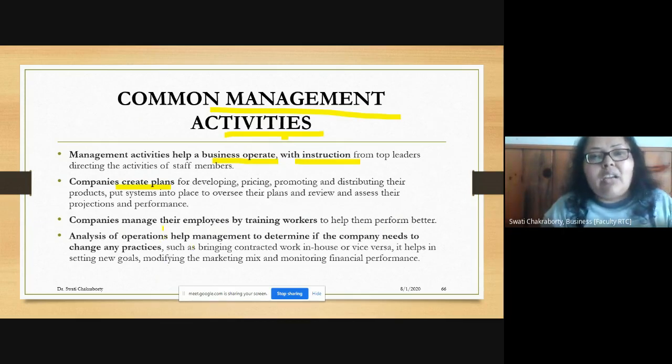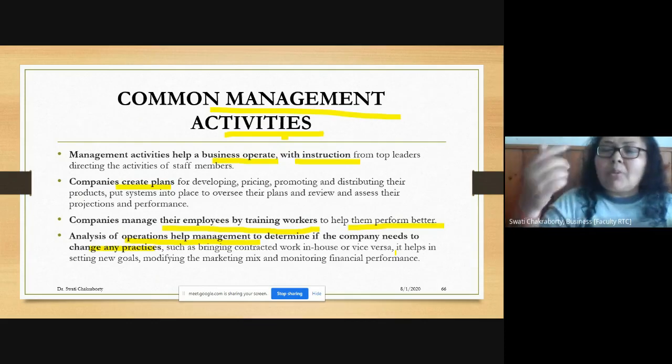Management plans are made to actually manage the employees. How would you manage training them and helping them, which would help them to perform better? Analysis of operations takes place, which helps management decide if the company needs to change any practices. So these are the common management activities that come up in an incorporated business after you go for incorporation.